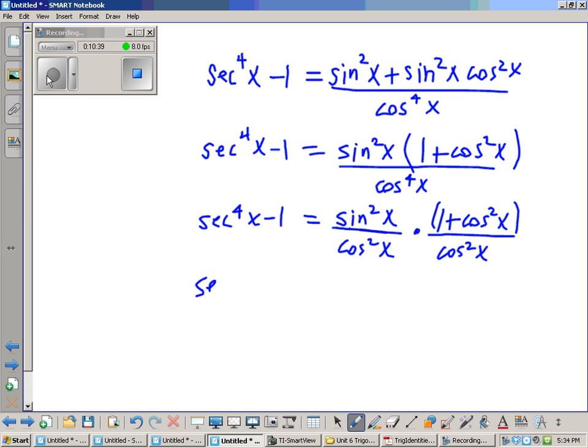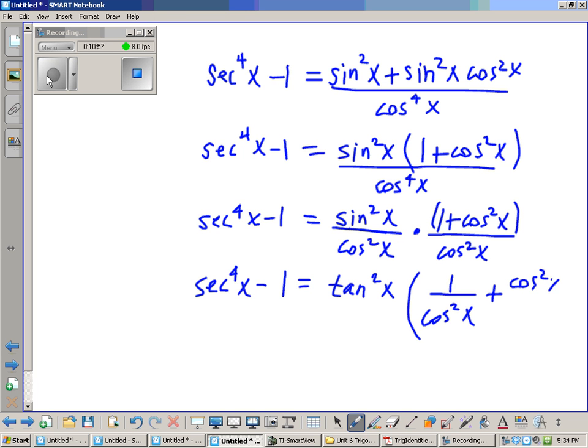I can keep this as secant to the fourth x minus 1. Sine squared over cosine squared is one of our quotient reciprocals. This is tangent squared x. Then I can separate the addition. 1 over cosine squared x plus cosine squared x over cosine squared x.